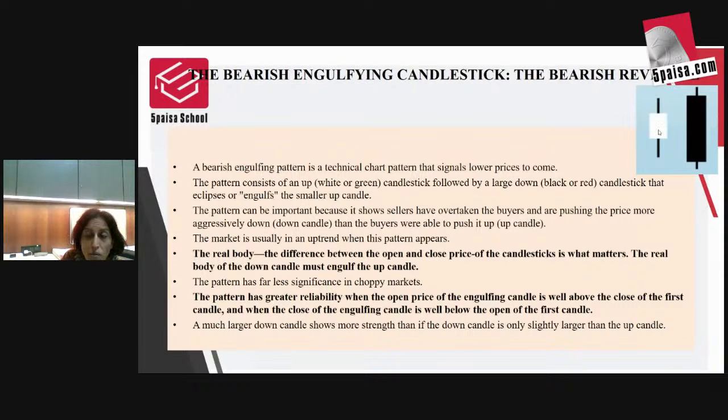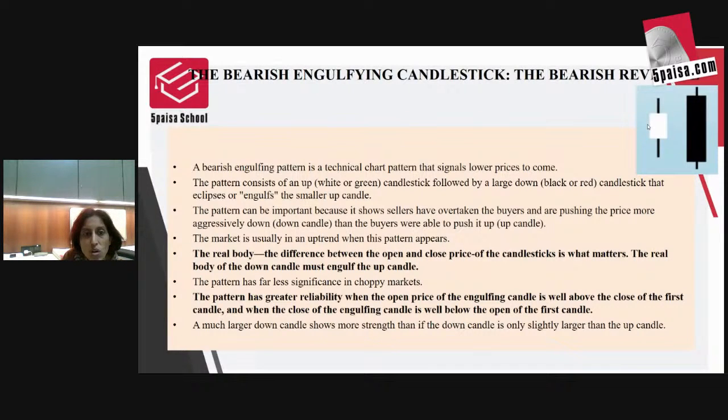Why lower prices to come? Because immediately after this white real body, you get to see a very big, long real body which kind of engulfs the small white real body. Okay, so the moment you get to see this kind of chart pattern, it indicates that from there on there is going to be a reversal, and the reversal is going to be on the downward side, which means it is going to be a bearish reversal.